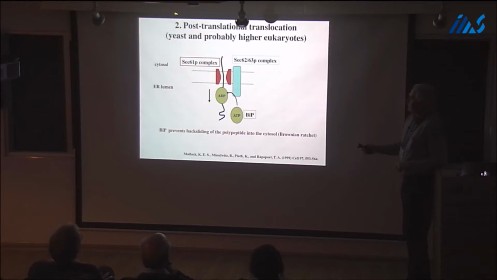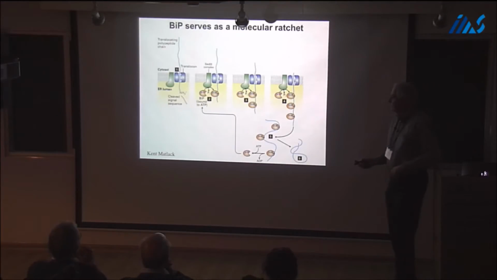The second mode is post-translational translocation, which was worked out in yeast by a former postdoc in the lab, but it's probably applicable to higher eukaryotes as well. In this case, the channel, here in red, associates with another membrane protein complex, which in yeast is a tetramer called the Sec62-63 complex. And you also need a luminal protein called BiP. BiP is a member of the HSP70 family of ATPases. It's a chaperone, and it acts as a molecular ratcheting molecule to move the polypeptide chain across the membrane.